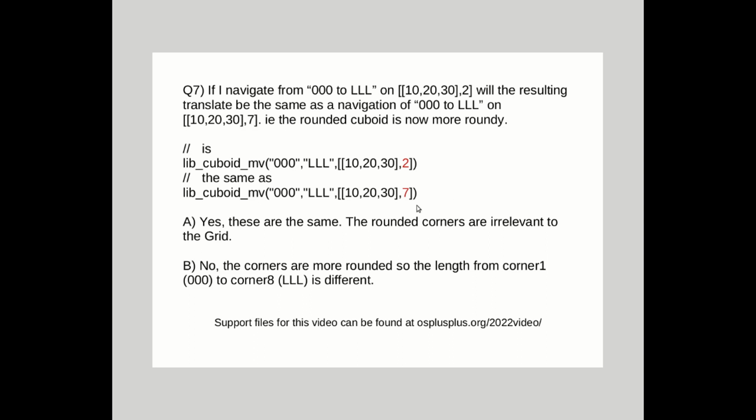And then it gives you a set of commands, and both commands are the same except the very last section to say that the roundedness is the same. And we've got two options. Option A, yes, these are the same. The rounded corners are irrelevant to the grid. B, no, the corners are more rounded, so the length from corner 1 at 000 to corner 8 at LLL is different. Your answers, please. I think that's it. Yep, that's it.